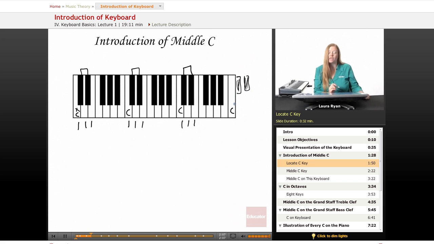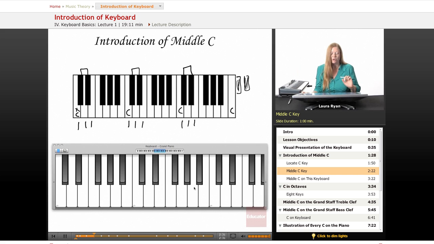Now, when you have your keyboard at home, you may have a keyboard that's not a full 88 key keyboard like a piano is. If you don't, that's fine. We need to talk about how to find middle C on a smaller keyboard. On a big keyboard, the middle C is exactly in the middle of the keyboard. It's really, really obvious to find it. On your keyboard at home, if you don't have a full 88 key keyboard, what you can do is just establish how many octaves you have. Our keyboard here on our screen is showing 2 octaves, but essentially 3 octaves.